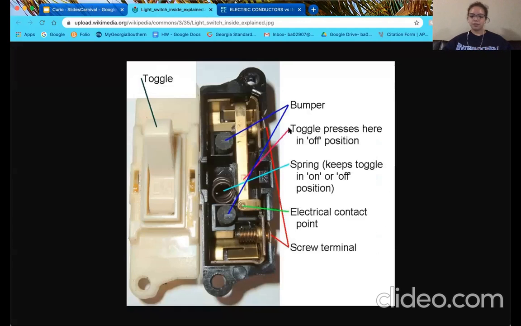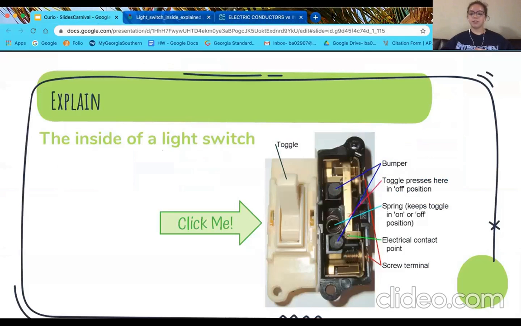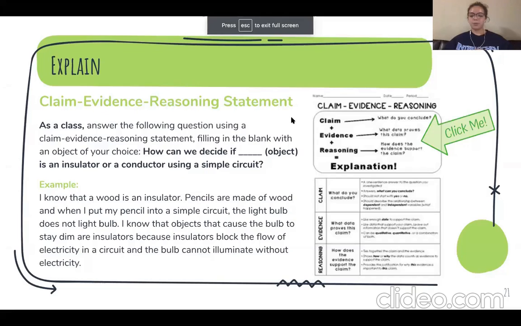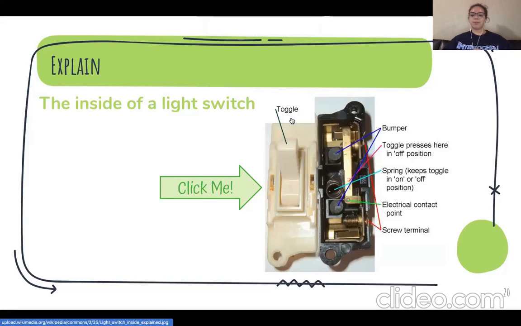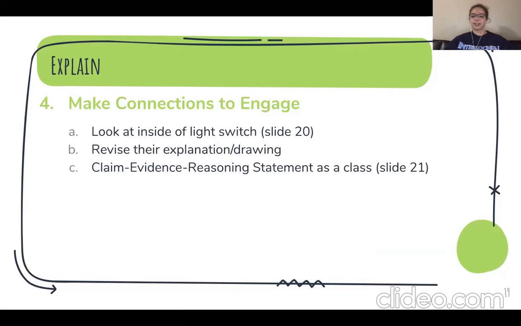So here you have this toggle, which is the plastic part in the light switch. When you turn it on or off, this is what you're flipping on or off. And this is the spring that keeps the toggle in the on or the off position. So when you have it turned on, then the electricity is being allowed to flow through the circuit. And when you have it turned off, the electricity is not being allowed to flow through the circuit. So you can show your students the inside of the light switch, and then have them revise their drawing of the inside of the light switch and revise their explanation and include the vocabulary words insulator and conductor.